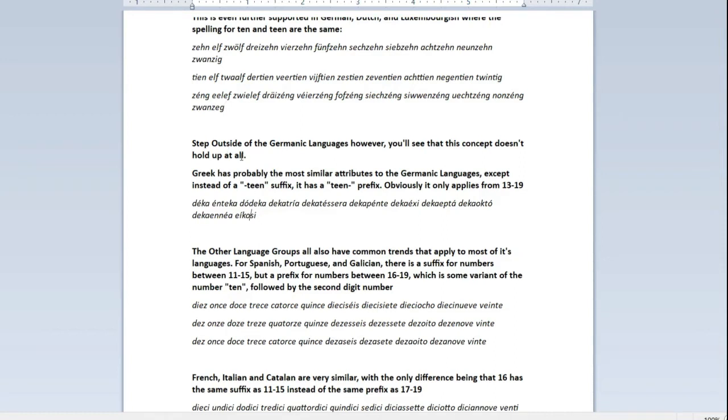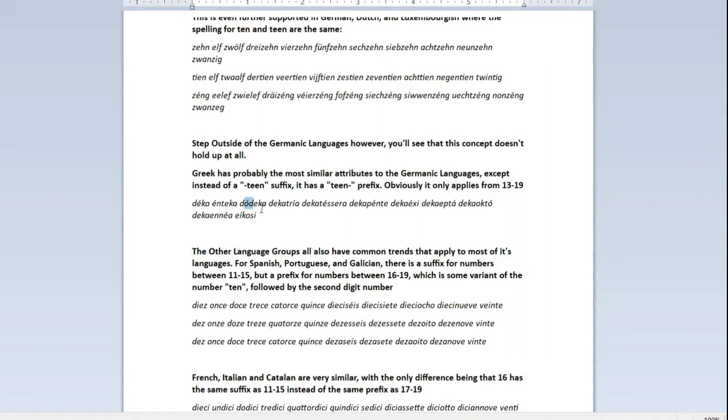But like it says right here, step outside the Germanic languages, you'll see that concept doesn't hold up at all. It is almost exclusively a Germanic languages concept, though it might have influences in other regions. Case in point, Greek. Greek is easily the most similar, right? Because Greek at least holds up this 10-teen concept of 13 and 19. The only difference being that instead of it being a suffix, like it is in the Germanic languages, it is a prefix. So we have deka or deka. I don't speak Greek. I don't know how to pronounce it.